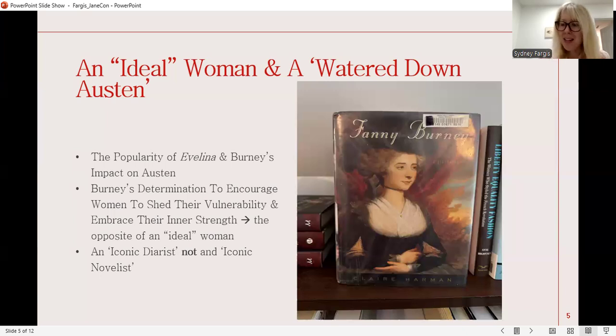Personally, I find it fascinating that the novels of one of Austen's favorite authors are all too often primarily referenced for the purpose of comparison. Worse, as a watered down Austen.